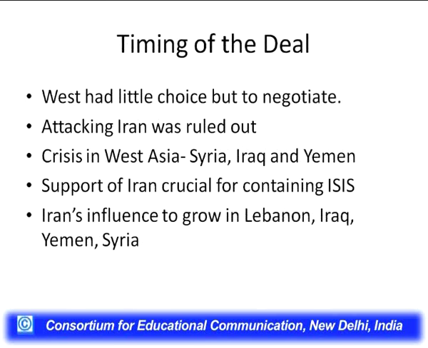And the timing was also important. This is important: why the West and Iran came to the negotiating table and signed the deal. The West had little choice but to negotiate, for the simple reason that, what are the options for the Western countries? One option was to attack Iran as they did in Iraq.